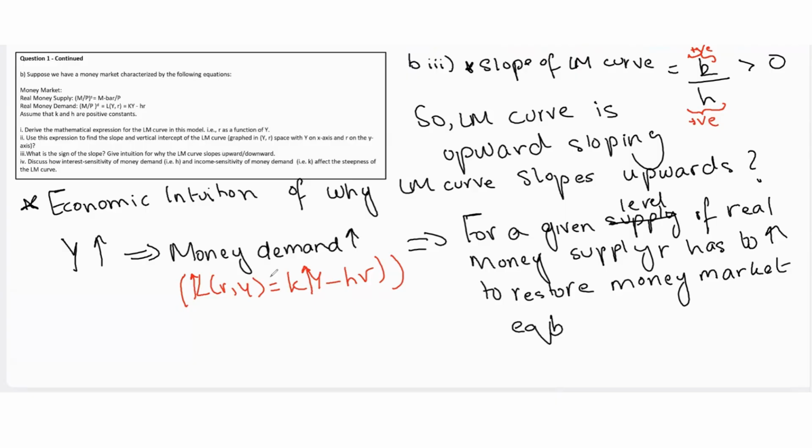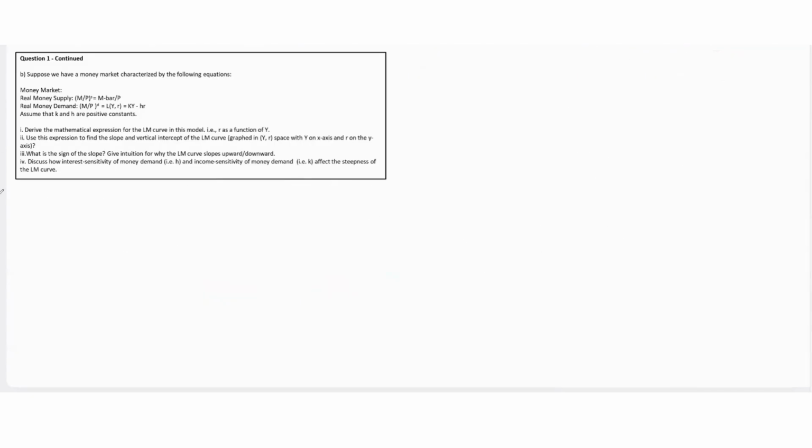So now let's do the next part, where we want to see how the slope of the LM curve is affected by the interest sensitivity of money demand, given to us as H, and the income sensitivity of money demand, given to us as K. So let's look at that now. So first, let's see what it means.